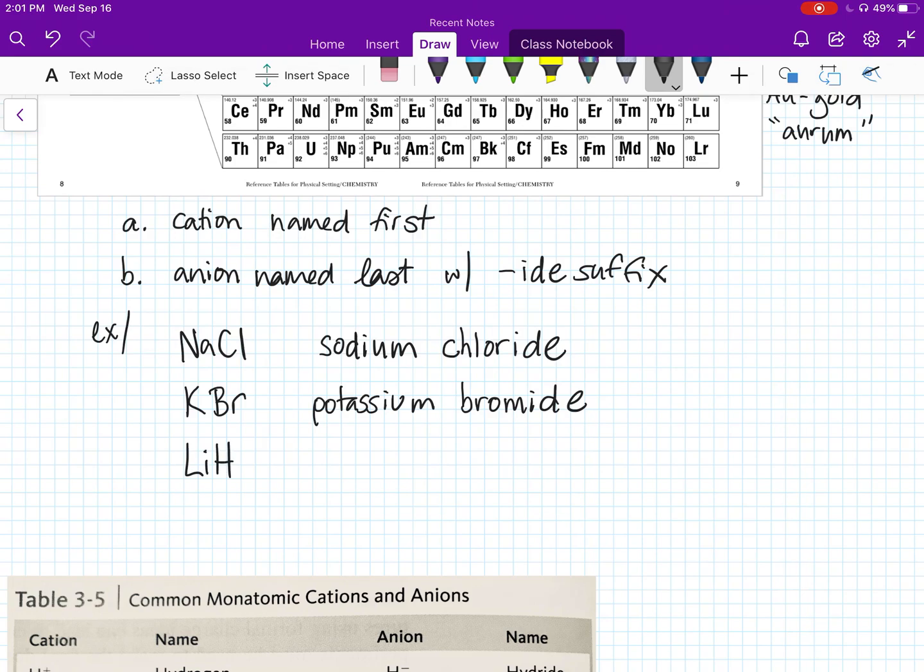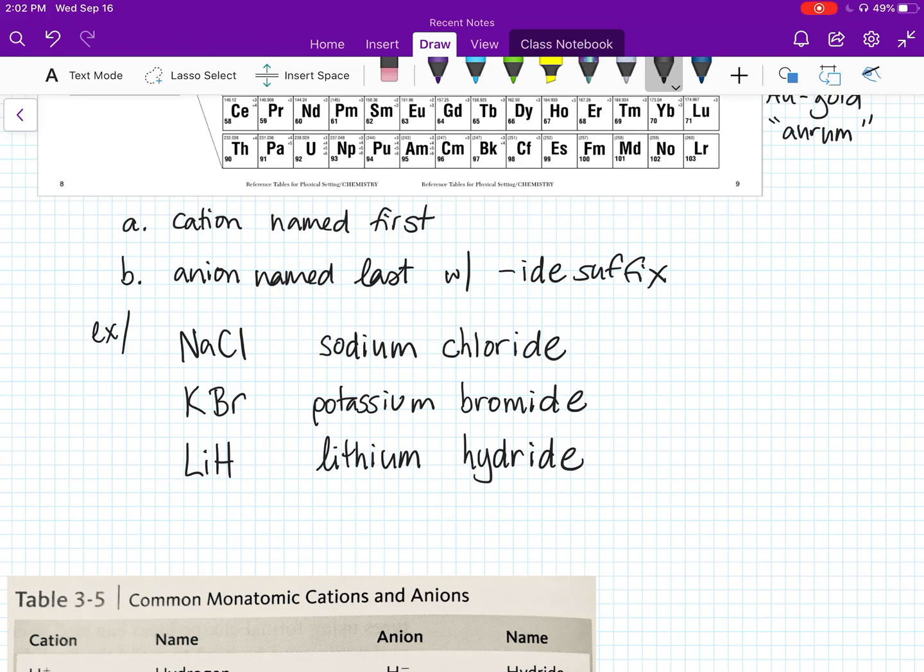LiH. Lithium is just lithium, the element's name, the cation. And the H is hydride. So H is, of course, hydrogen, but you change the ending so that it's an "ide" suffix.